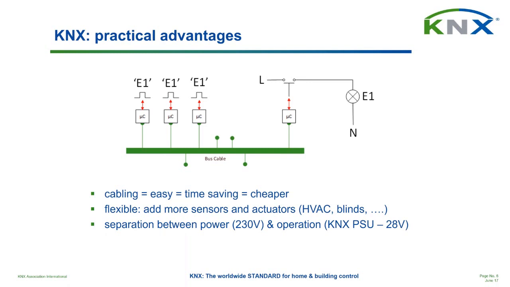Okay, where was I? Yes, the flexibility aspect: it is really easy to add more sensors, more actuators. And also, not to forget, not unimportant, there is a separation between power and operation. We can clearly see that here. There is the mains that is used for the electrical consumer, but it's completely separated from the bus. That is also an important practical advantage of a KNX system.